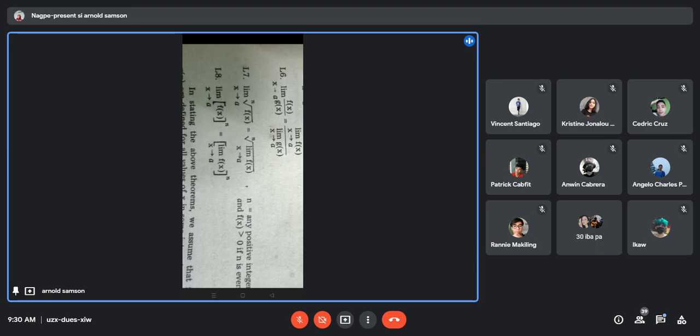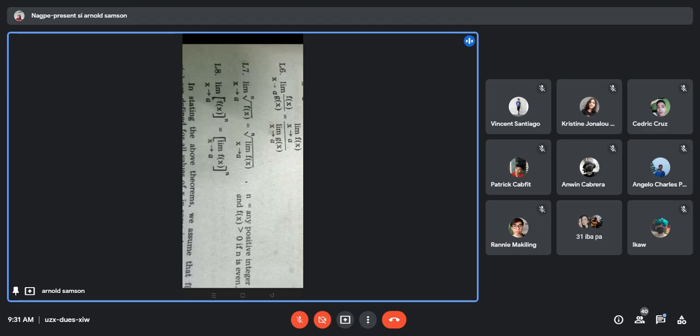So, the nth root: take the limit of the nth root of f of x when x approaches a, wherein n is any positive integer, and f of x is greater than 0 if n is even. So we still have a rule there. And the last is the exponent or power: the limit of a function of x raised to n.